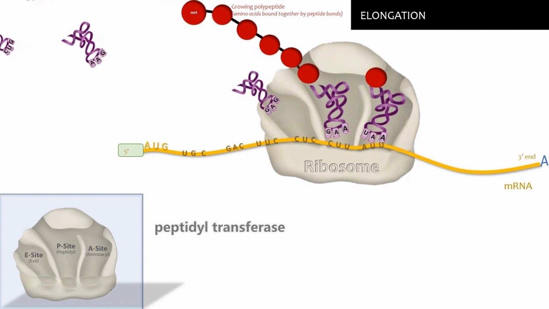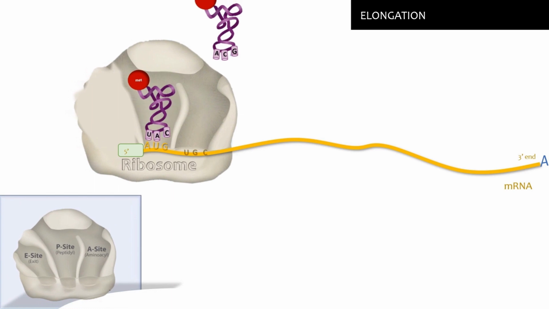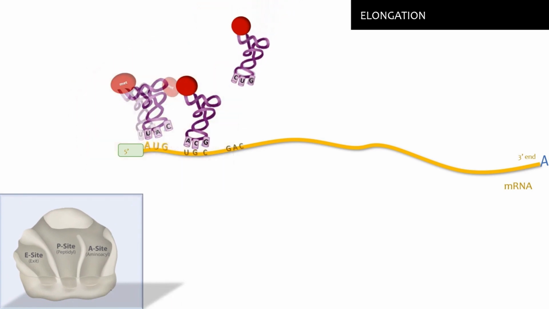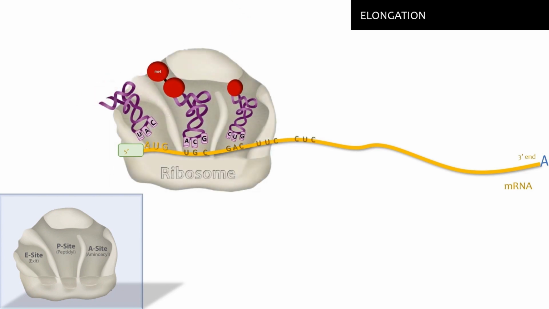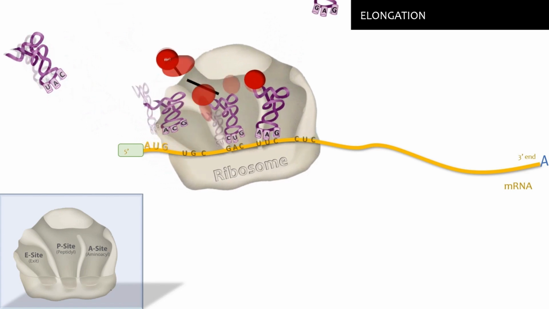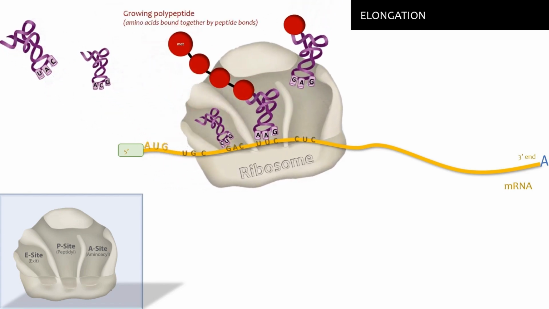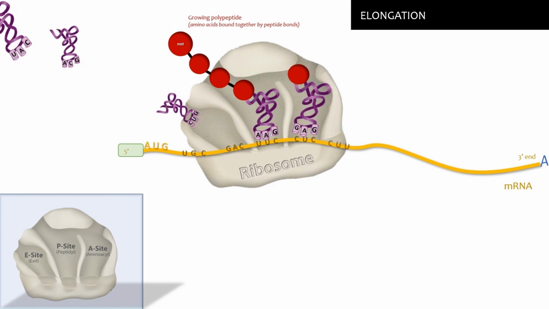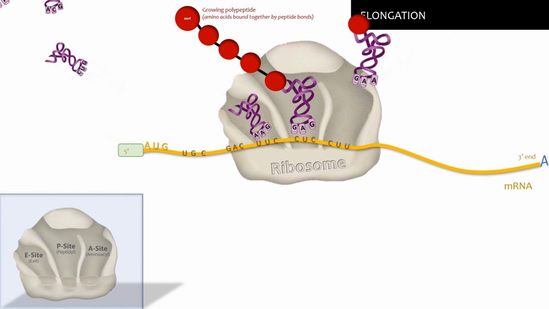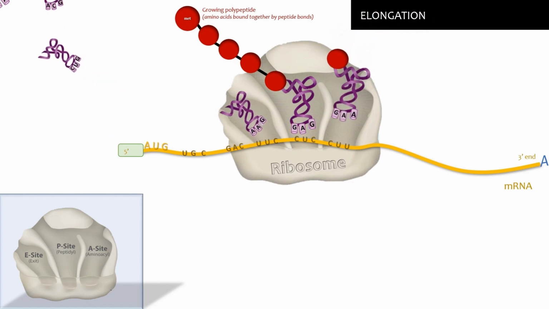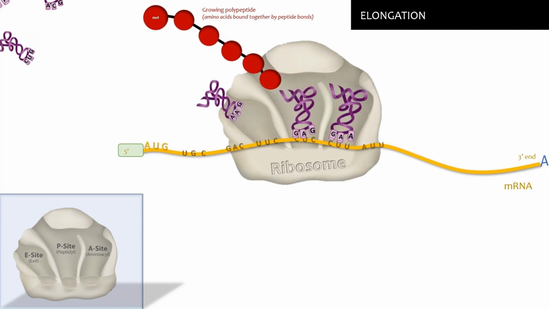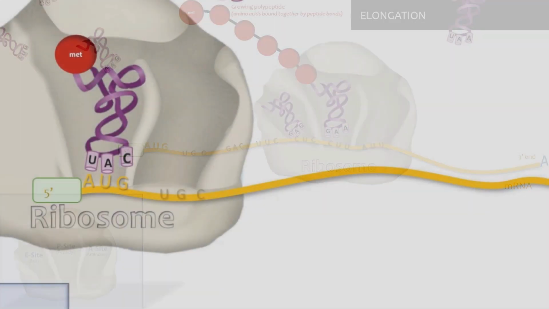After the amino acid in the A site forms that peptide bond with the growing polypeptide chain, meaning with the amino acid adjacent to it, the ribosome will move 3 nucleotides, so 1 codon, towards the 3' end of the mRNA. This movement transfers the tRNA with the growing polypeptide to the P site and allows the quote-unquote empty tRNA to then exit at the E, or exit site, of the ribosome.